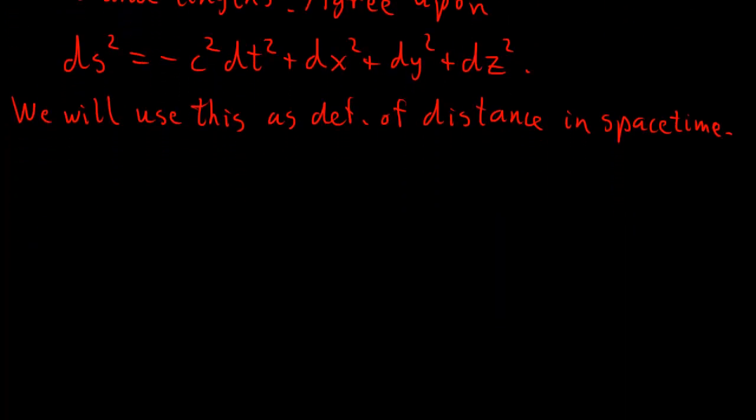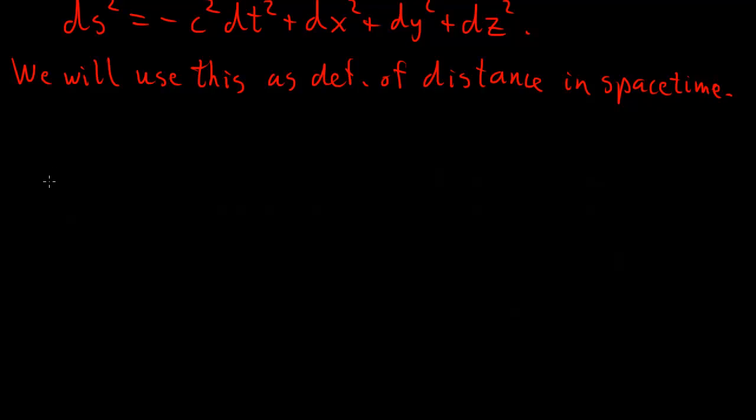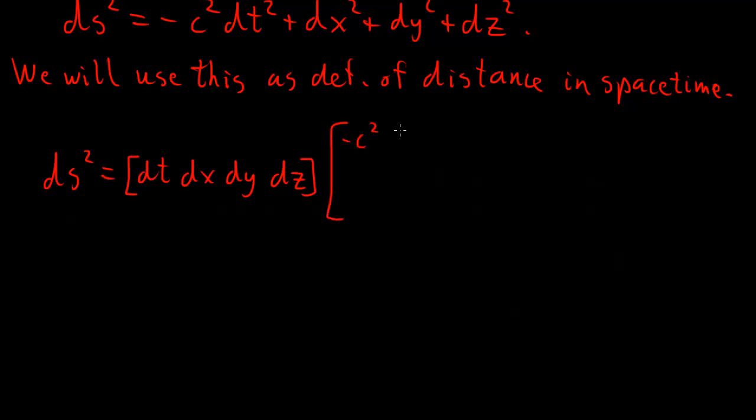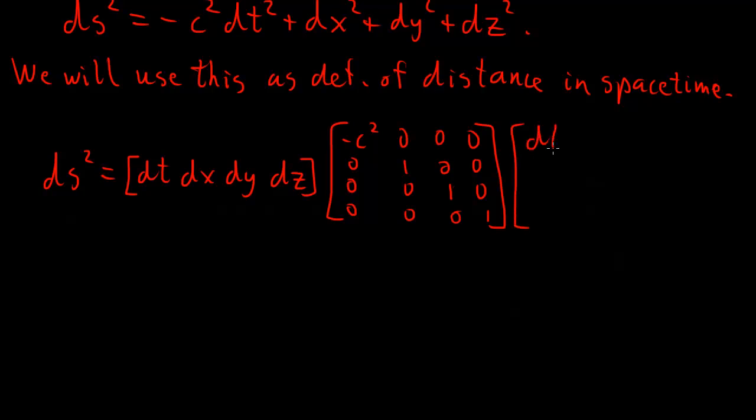So let's try to write that like we've been doing before. In our metric language, we make this vector dt, dx, dy, dz, and put in our matrix: we'll need a minus c squared, 0, 0, 0, 0, 1, 0, 0, 0, 0, 1, 0, 0, 0, 0, 1, and put a column vector in dt, dx, dy, dz. Okay, so now we have a space-time metric.